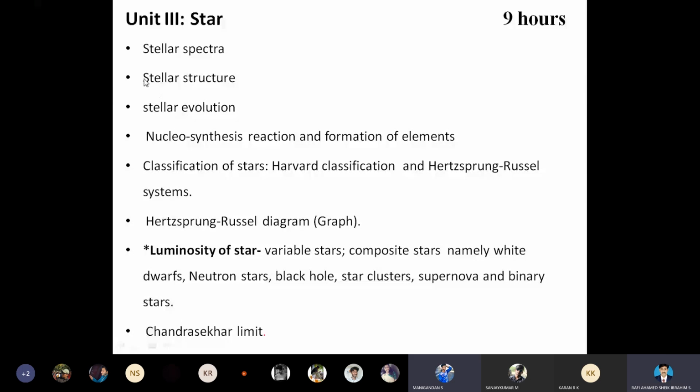So the second part from this unit number 3, please unmute. Mute pannidunga.